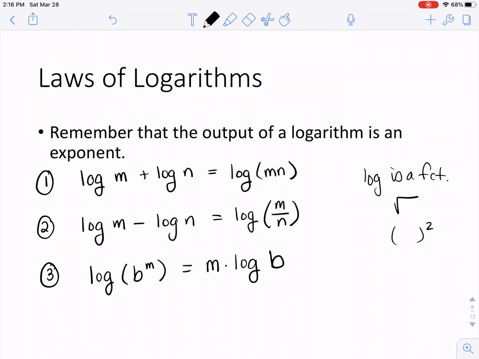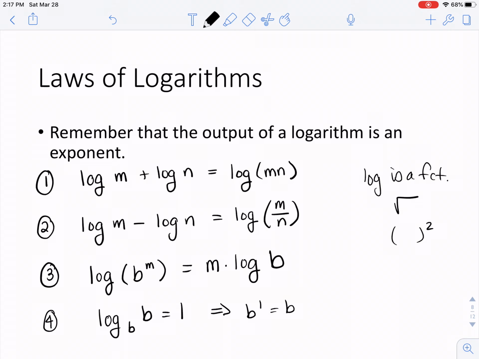There's one more. It's not necessarily a law, but I do want to show it to you because I want you guys to remember this: if I take the log of b with base b, my answer has to be 1. That's because b to the 1 is equal to b. So when we look at integers, specifically positive integers, we can rewrite them as logarithms.